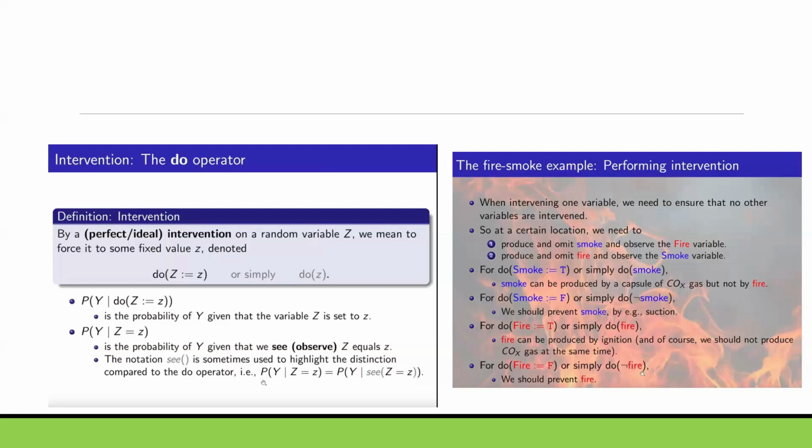Let's do smoke. We create smoke, such that simply we are saying that when we do smoke, smoke can be produced, but we may not get fire. But when smoke is false, when do is false, with this notation, that means we are preventing smoke, for example by suction. Or we may induce fire by ignition, striking the match, or we may not induce a fire. We should prevent the fire. That is the way we intervene.